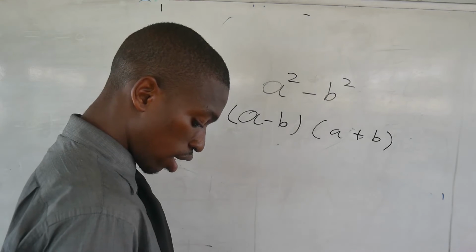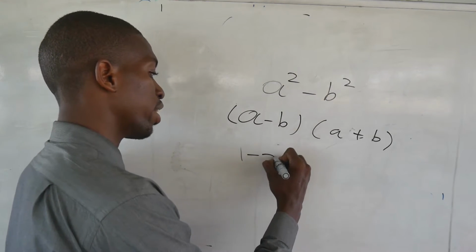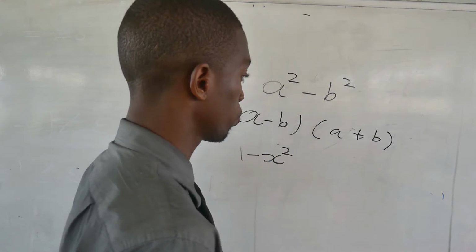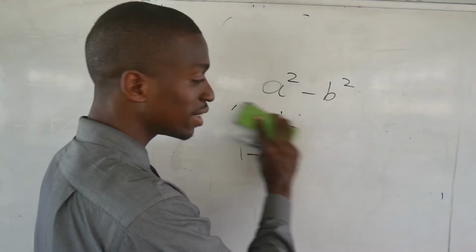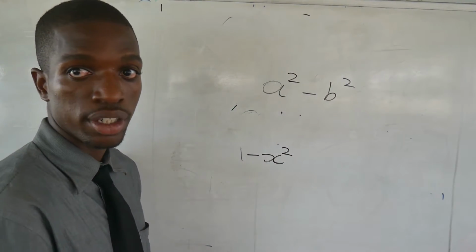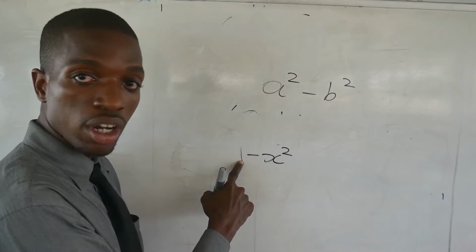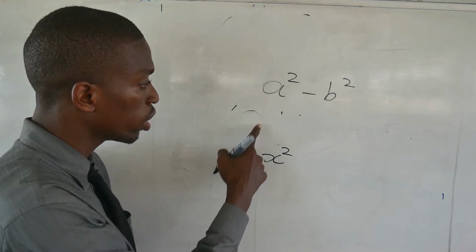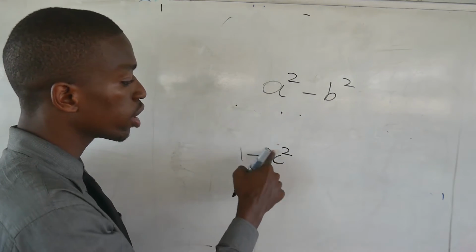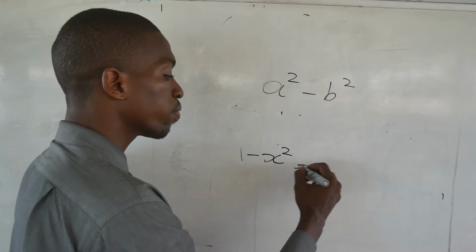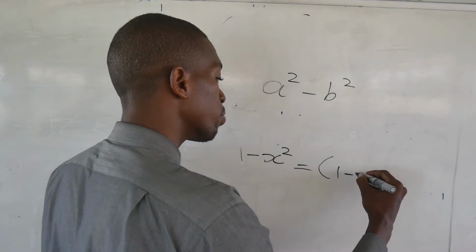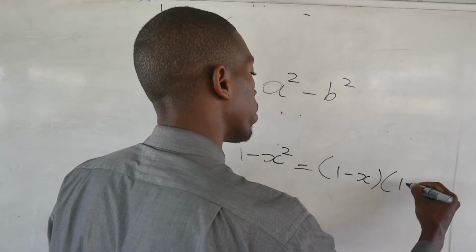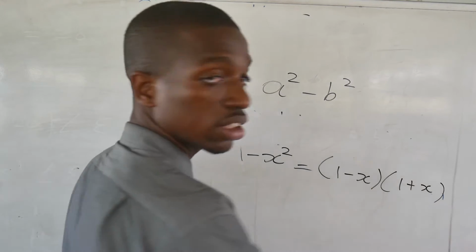You could also have 1 minus x squared. 1 minus x squared is still a difference of 2 squares. Why? Because 1 is 1 squared. So this is still in the form a squared minus b squared. So you can factor this as 1 minus x multiplied by 1 plus x.